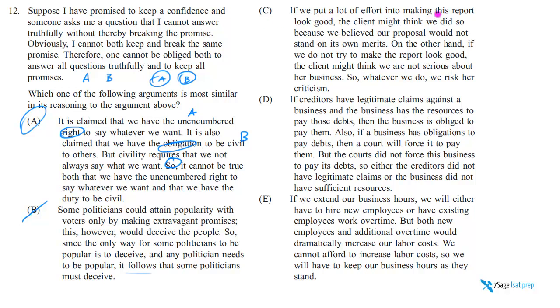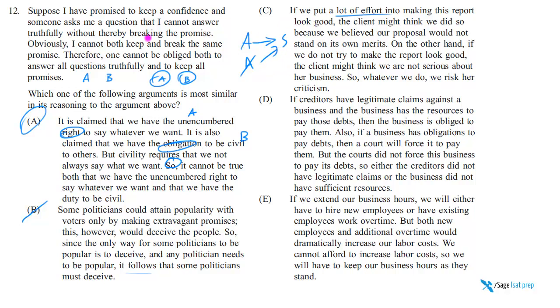C says if we put a lot of effort into making this report look good, then the client may think that we did so because we are insecure about the merits of our proposal. So that's if we put a lot of effort into making it look good. On the other hand, if we don't try to make it look good, the client might just think we're not serious about our business. So if we do A, then we're screwed. And if we do not A, then we're also screwed. So the conclusion is we're screwed, right? So whatever we do, we risk our credit. Yeah, great. This is a great argument.